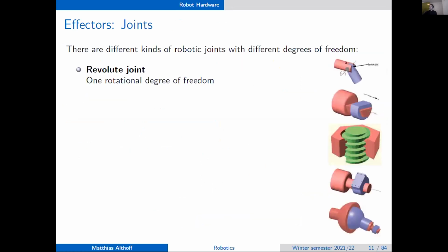Okay, good. Now we can combine several objects through joints. Simple examples, our own body, like here the elbow is a joint. It's actually a revolute joint, which is the first joint you see here on the right. And this has just 1 degree of freedom.